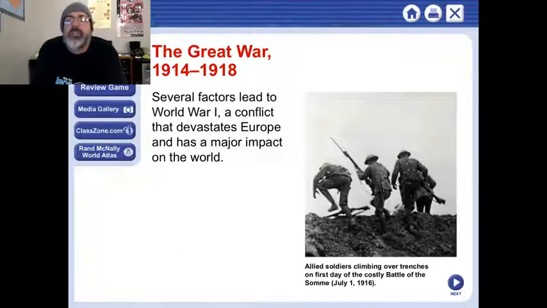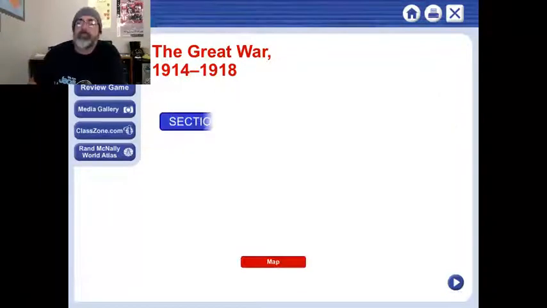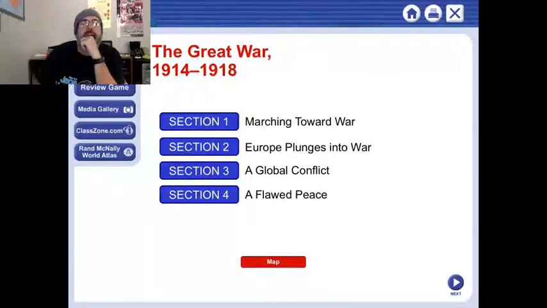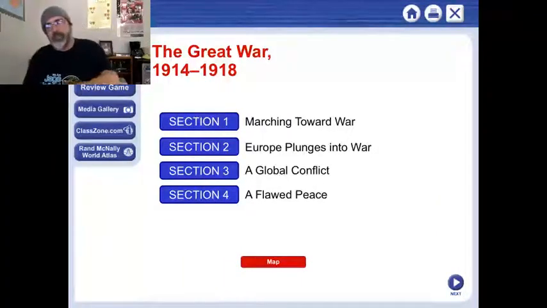We're going to do all 4 sections of this chapter: basically how we get to the war, what the war is like, why it's so horrible for the people involved, how it involves the whole planet, and then how, when they end it, they don't really settle many of the issues that they had at the beginning, and so the ending of World War I almost guarantees the beginning of World War II. All right, so these are the 4 sections. Okay, and we're going to do Marching Towards War today. All right, Marching Towards War.